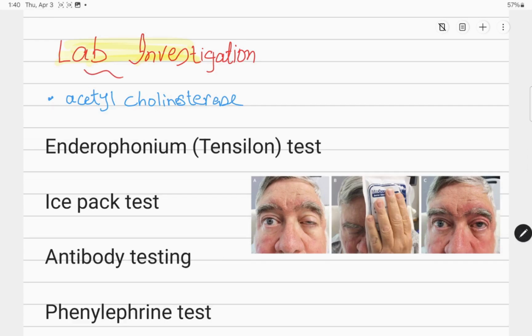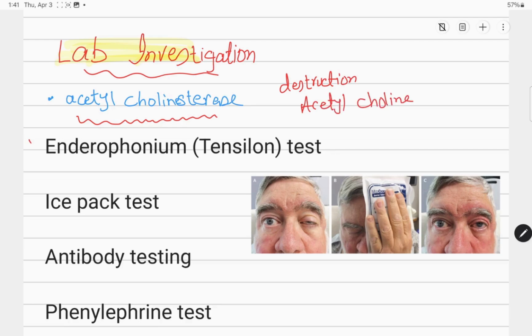Now we will discuss the lab investigations. We will go into the lab and do some investigations to know the different causes of ptosis, because ptosis can occur due to so many causes. These are some of the basic tests that we can perform. First, we check for the acetylcholinesterase enzyme. As we have discussed earlier, the acetylcholinesterase enzyme is basically involved in the destruction of acetylcholine. So both of these tests are based on the activity of this enzyme.